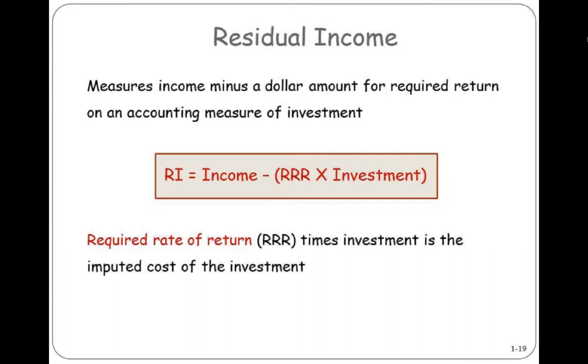So the required rate of return is the imputed cost of the investment. Essentially it says, for an investment of similar risk, how much money should I expect to get from an alternative investment? If you say you can get 20% elsewhere, you should not be doing a project that's going to get you 15%. So what you get is a dollar amount.